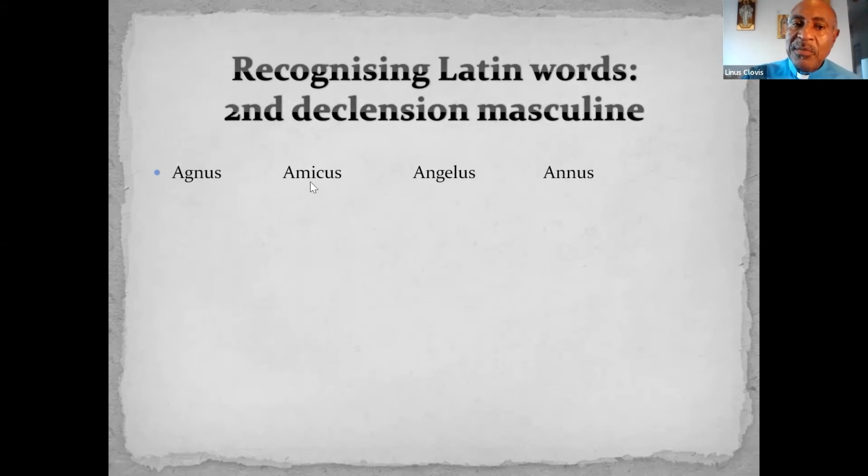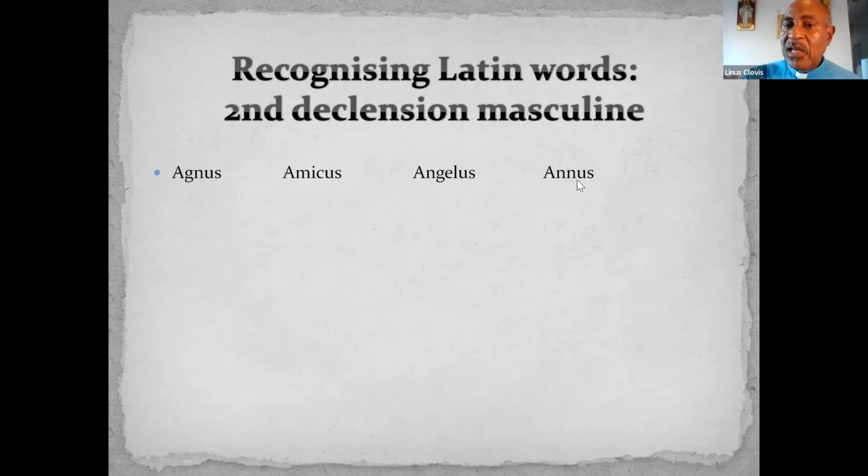Amicus. An English word that comes from that is amicable. So it's friendly. So this is a friend. Amicus. Here we have one that everybody recognizes. Okay, how many vowels do we have? 1, 2, 3. So we break it there. If we have 2 consonants together, we break it between the 2. So it's Angelus, which is of course an angel.